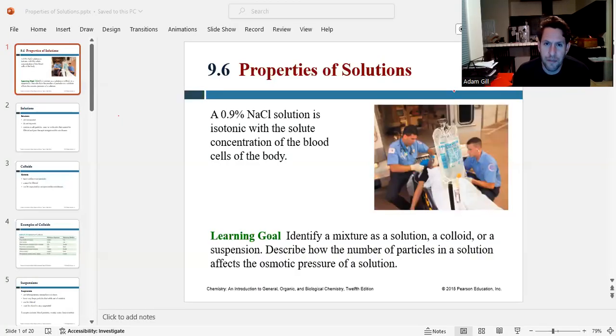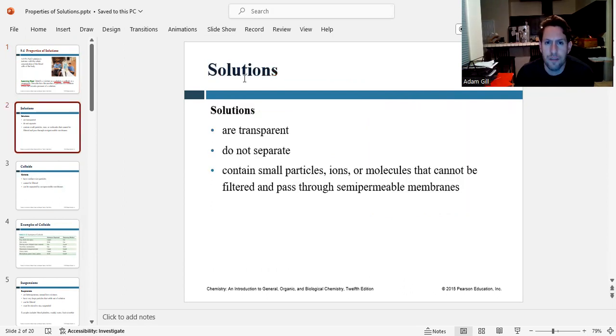Hi everyone. In this video, we're going to be talking about properties of solutions. Now, the properties we're talking about are particle size, and we have some definitions to describe the size of the particles in a solution. And so we use the term solution, colloid, or suspension for the different sizes of the particles. So solutions are transparent.